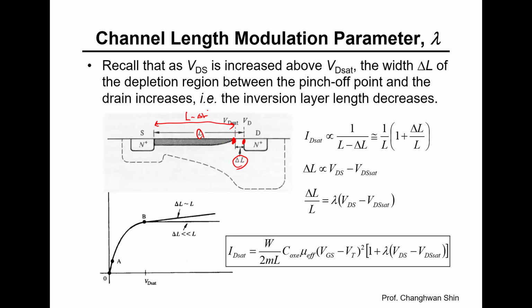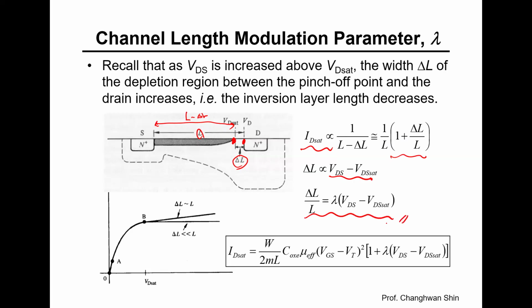Since the drain current is inversely proportional to channel length, this reduction causes the current to increase slightly with increasing VDS beyond saturation. Mathematically, IDSAT is proportional to 1 over L minus delta L, and with the help of mathematics, this is equivalent to 1 over L times 1 plus delta L over L. The width of the depletion region is proportional to VDS minus VDSAT, right?